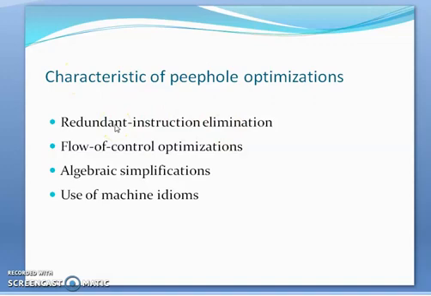One is redundant instruction elimination, second is flow of control optimization, third is algebraic simplification, and last is use of machine idioms. First we will see redundant instruction elimination. What is redundant instruction elimination? If the instructions are redundant, specifically a redundant load and store, we can eliminate that redundant instruction. That means if we have two unwanted instructions, we can eliminate the redundant one and make use of only one instruction. Let's see an example.